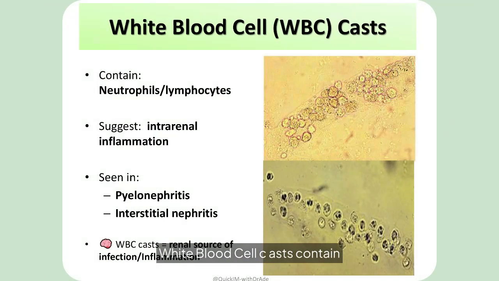White blood cell casts contain neutrophils or lymphocytes, suggesting intrarenal inflammation. They are seen in conditions like pyelonephritis and interstitial nephritis, indicating a renal source of infection or inflammation. WBC casts are key in distinguishing upper tract infections from lower UTIs.